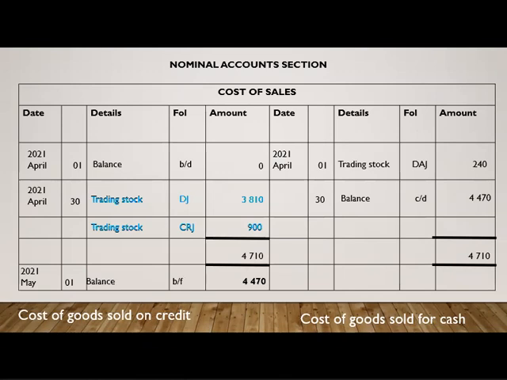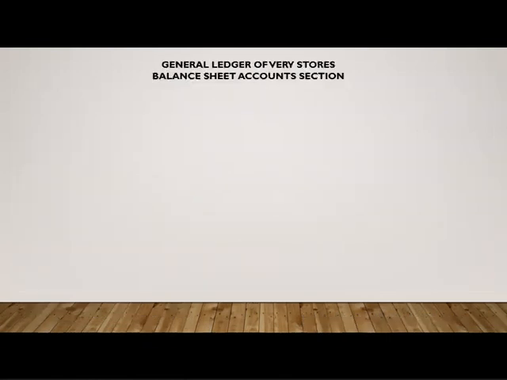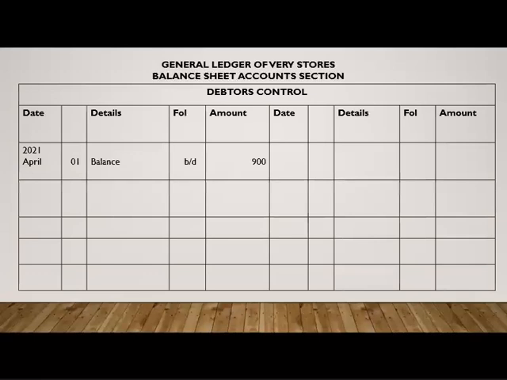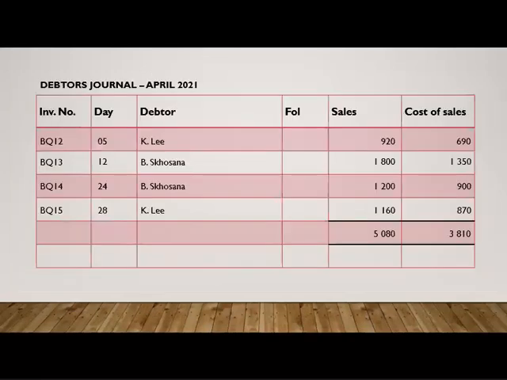Now let us look at debtors control. Debtors control, as I've said, will go up on the debit side whenever we sell goods on credit. It'll go up by the sales figure, and the sales figure in this case will be that 5,080, which is the total of your sales column from your debtors journal.